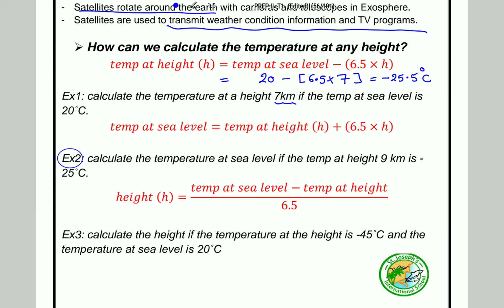If you need to calculate the temperature at sea level, we have to use the second rule. Calculate the temperature at sea level if the temperature at a height of 9 kilometers is 25 degrees. So, the temperature at height h, which is 9 kilometers, is 25 degrees Celsius plus 6.5 times the height, which is 9. This is negative 25. And we calculate the temperature in Celsius.